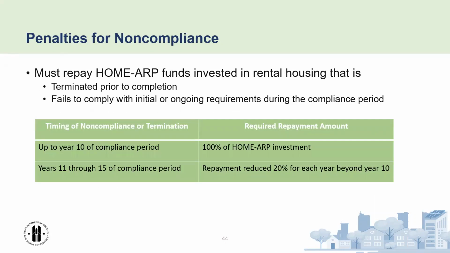Like HOME, PJs must repay the HOME-ARP funds invested in a rental project that is either terminated prior to completion or in some other way does not comply with the HOME-ARP requirements. If the non-compliance occurs within the first 10 years of the 15-year compliance period, the PJ is on the hook to repay the entire HOME-ARP investment. If the non-compliance occurs in years 11 through 15, the repayment is reduced 20% for each year beyond the initial 10 years during which time the project was compliant. Next slide.